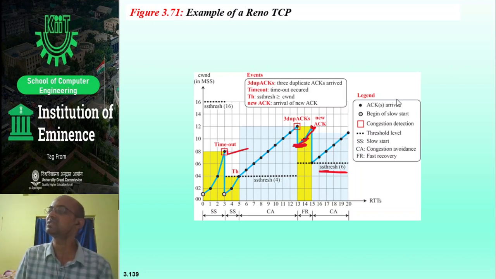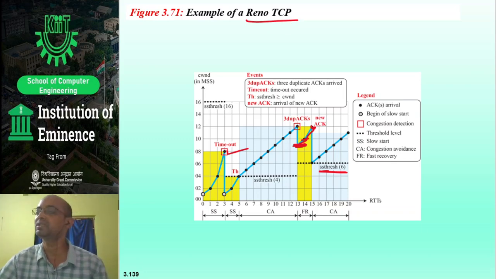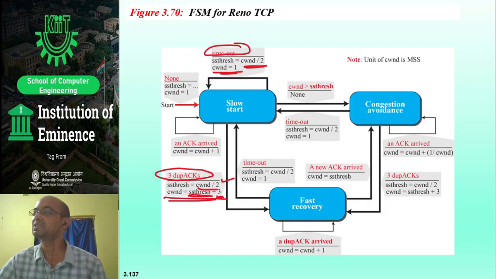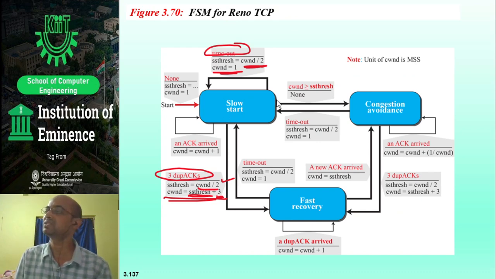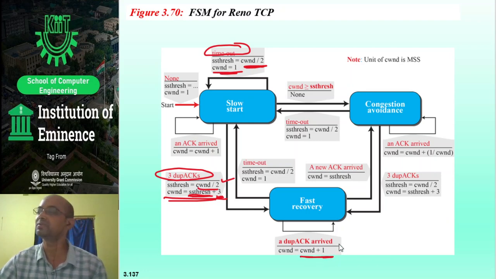So this is the difference between the Reno version of TCP and the Tahoe version. I have already told you about slow start and timeout, and these two things. Fast recovery means that when you receive a duplicate packet, you increment the CWND by 1. This is TCP Reno.